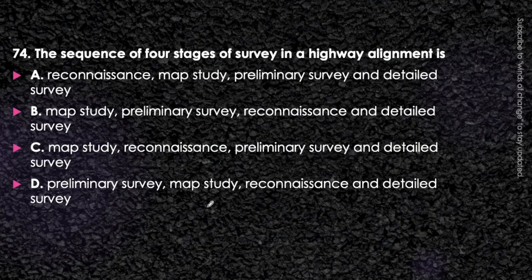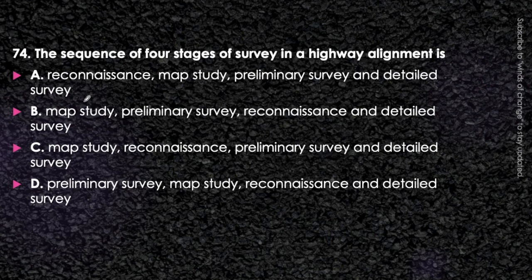Next question. The sequence of the 4 stages of the survey in highway alignment is, this is a very easy question. This is the first topic which we study in highway engineering. The options are reconnaissance, then map study, then preliminary survey, then detailed survey, or map study, then preliminary survey, then reconnaissance, then detailed survey, or map study, then reconnaissance, then preliminary survey and then detailed survey, or first preliminary survey, then map study, then reconnaissance and then detailed survey. Just think about it, what will be the answer?